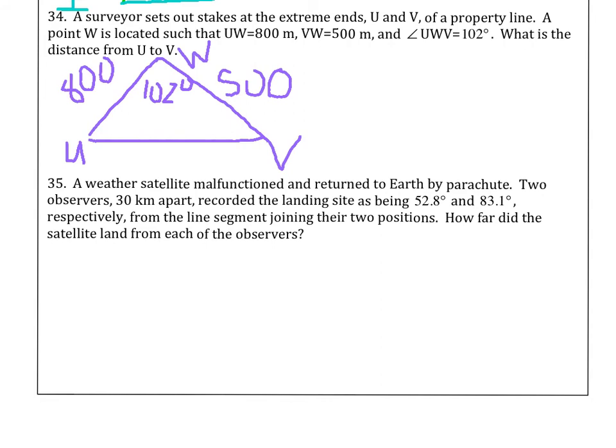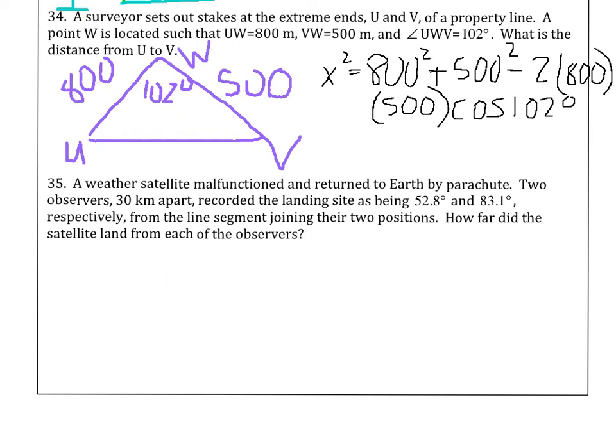And the reason we know it's not a right triangle is because one of the angles is 102 degrees. So I know that every single picture we have should form a triangle. So this forms our triangle right here. I know this is 800, 500, 102, and I'm trying to find UV. Now since this is a non-right triangle, I'm thinking I'm either using law of sines or using law of cosines. Since we're dealing with one angle here, I'm going to go ahead and use law of cosines.